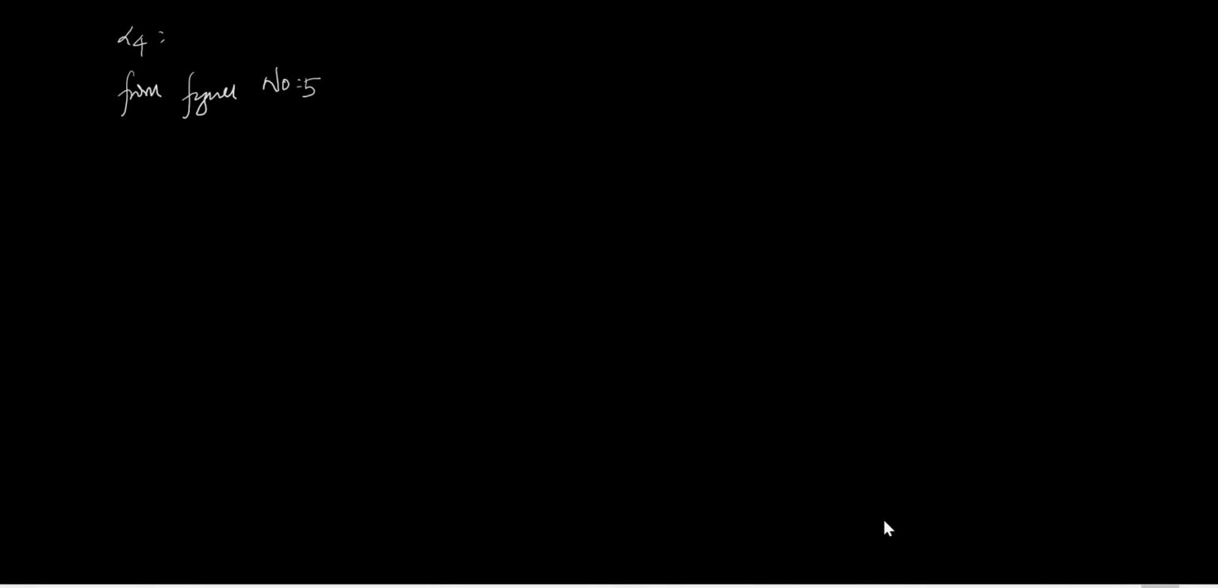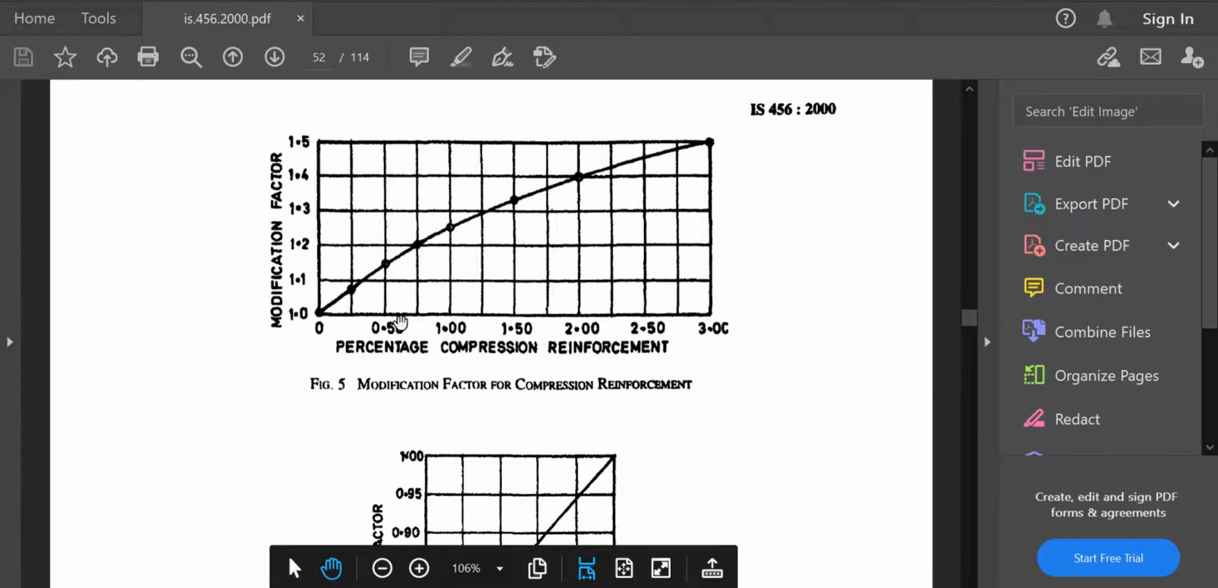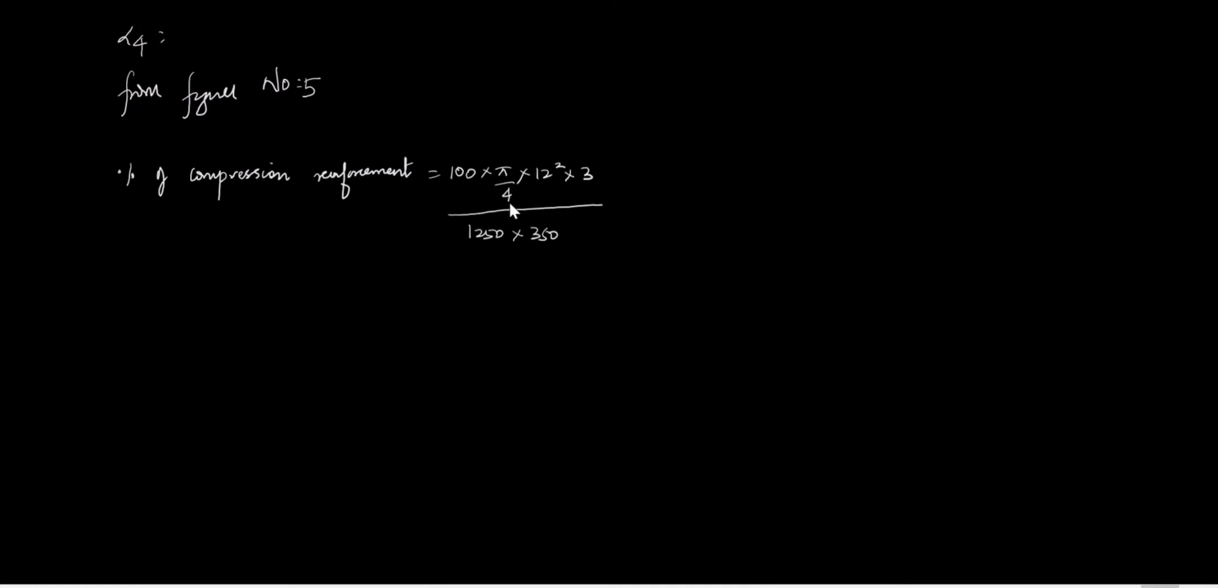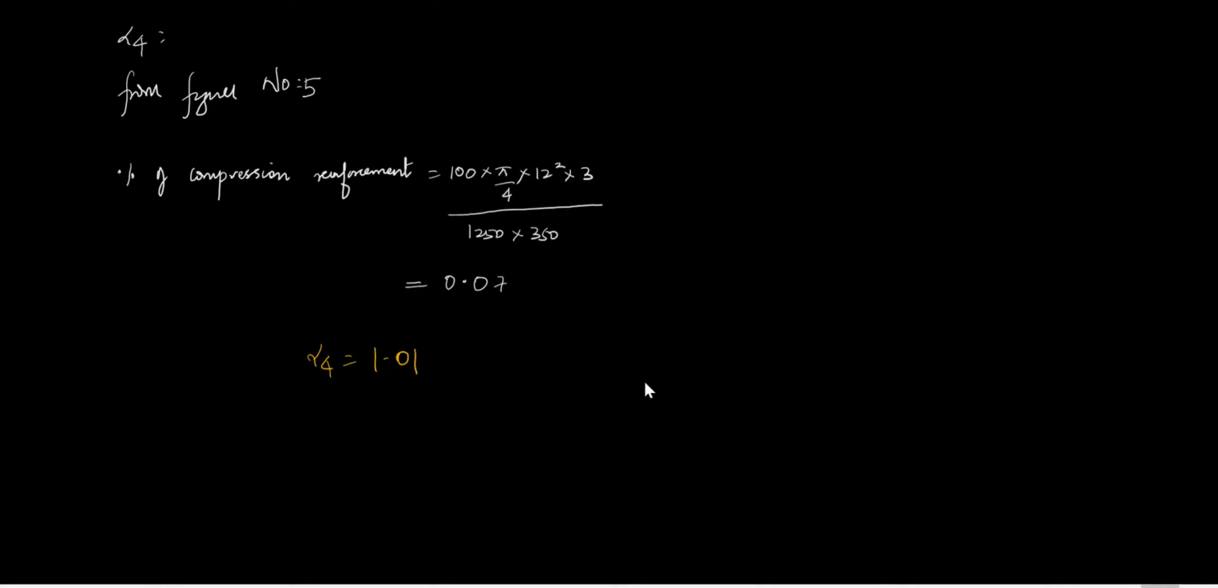Now the alpha 4 value from figure number 5. In order to get from figure number 5, we require the percentage of compression reinforcement. Directly we will get the value for modification factor, that is percentage of compression reinforcement, that is 100 into pi by 4 into 12 square into 3 divided by bf into d, here also you need to take bf into d. We will get the value as 0.07. So for 0.07 it is somewhere near here, we will get the modification factor nearly 1, that is for 1 I will take it as 1.01.